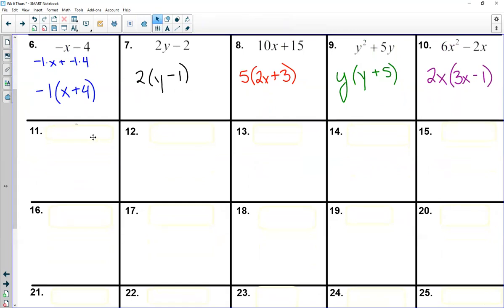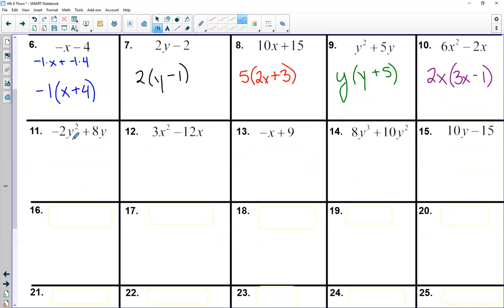Moving on to our next row. Let's go ahead and bring all of these out here. So looking at negative 2y squared and 8y. Now both of these are going to have a factor of 2. Both of them are going to share at least one y. So now to multiply, I'm going to have 2y times negative y will give me negative 2y squared. And then 2y times positive 4 will give me 8y.